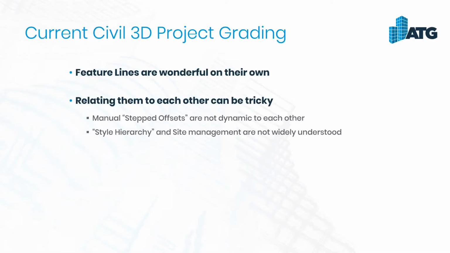There are two settings related to feature lines that are just really not widely understood by the user base. First off is the style hierarchy. We'll definitely go over that today. And also just how sites work in general, so we can make sure feature lines are or are not talking to each other whenever they cross.